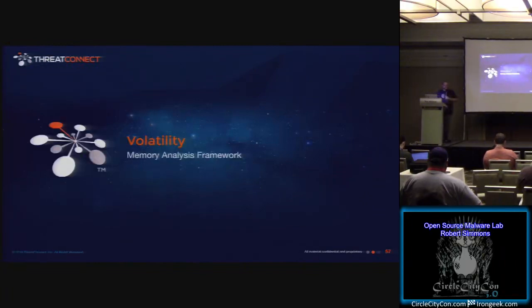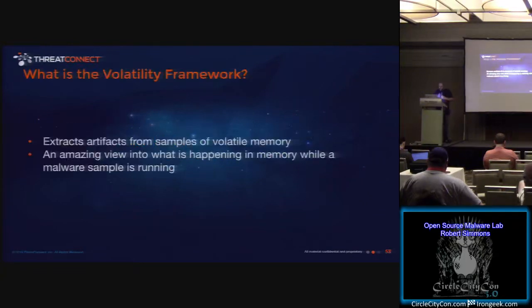So Volatility is a memory analysis framework. It analyzes artifacts from live memory and from memory images. And I say it actually does live memory because there's a component of the Recall project, which is a competing open source project to Volatility. There's a component in there that actually takes live memory, and you can pipe live memory into Recall or Volatility and observe artifacts from it while it's running.